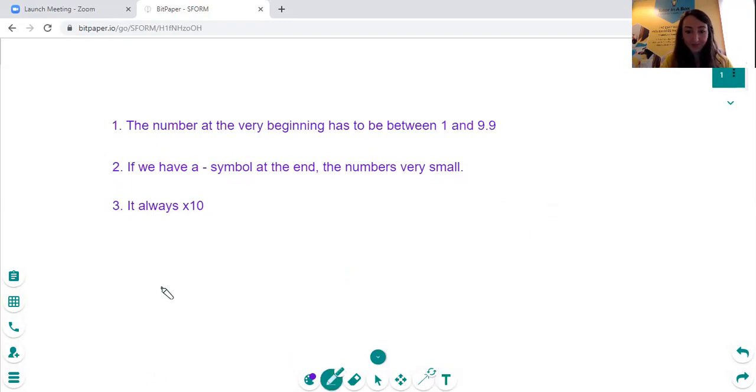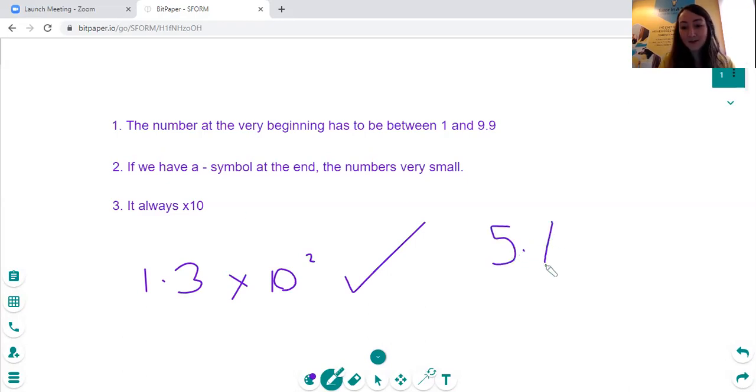So let's get some examples. 1.3 times 10 to the power of 2. Is that a standard form number? Yes or no? The answer is yes. 5.7 times 8 to the power of 2. Is that in standard form? No, because that times 8 is not standard form.